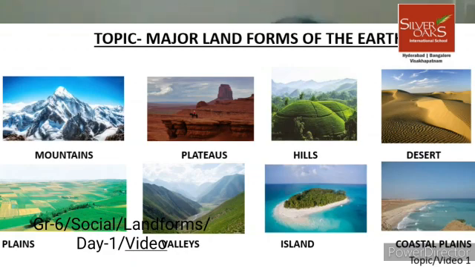Are you all ready? Let's begin. Landforms are natural, geographical, or physical features on Earth's surface. Collectively, these include mountains, plateaus, valleys, plains, coastal plains, hills, deserts, and islands. Now let's understand about these landforms in detail.